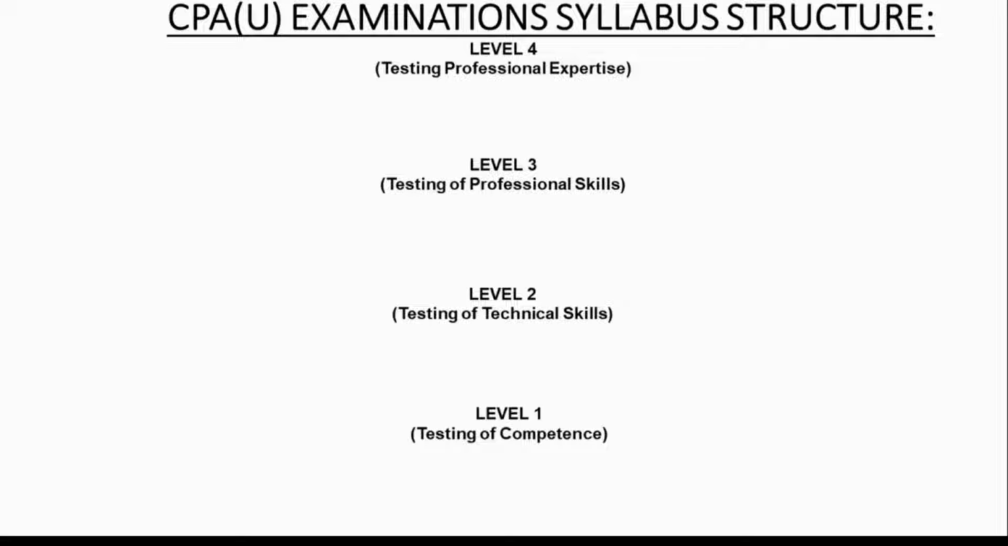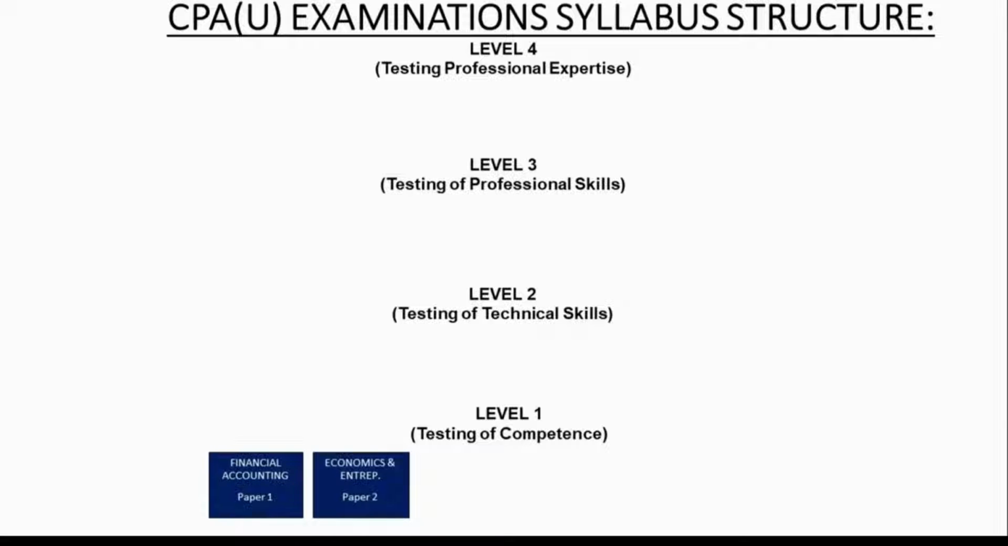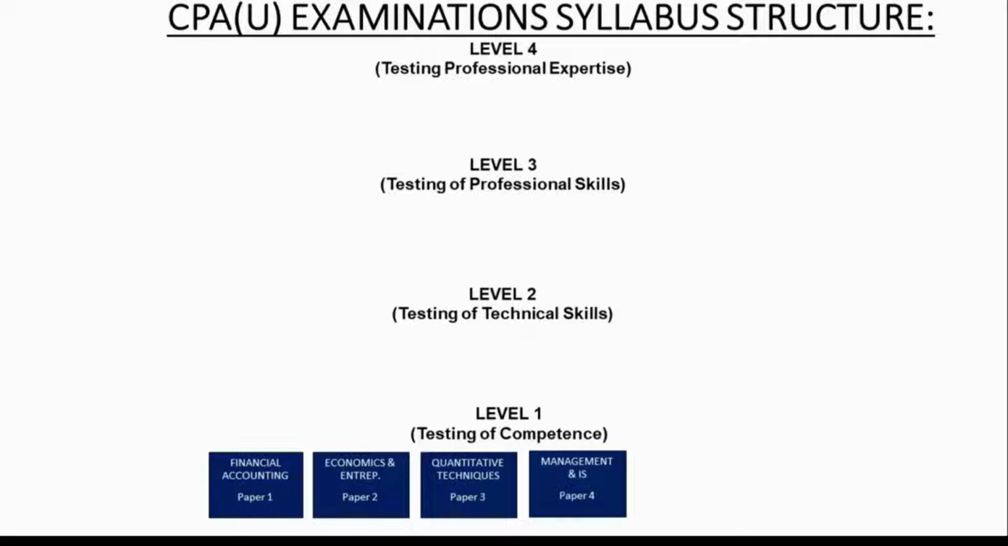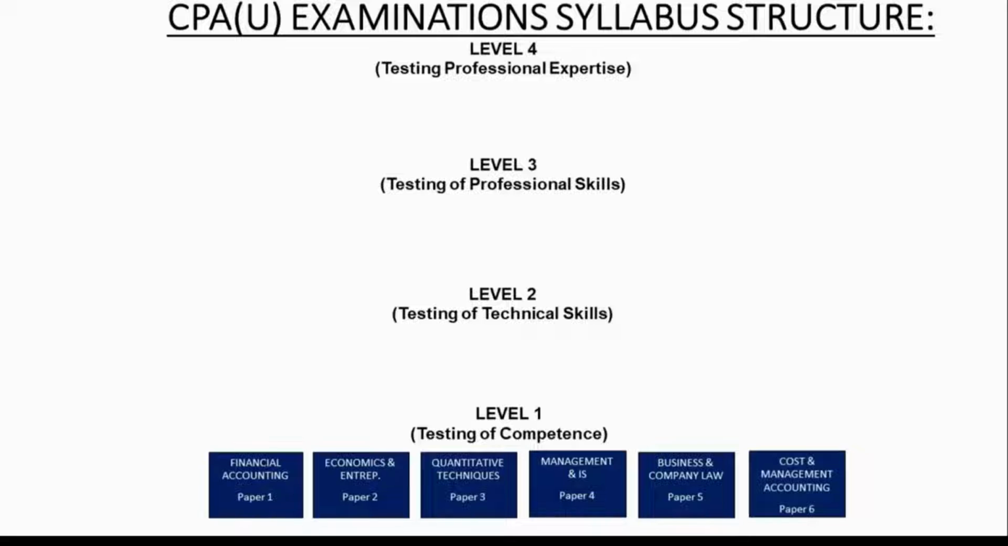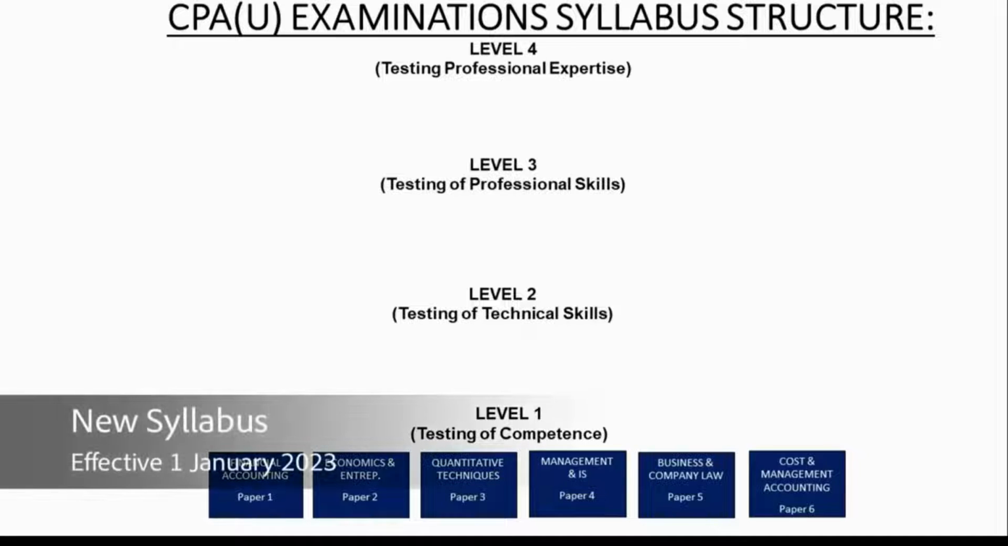Level one is made up of six papers, including paper one, which is financial accounting. Paper two, which is economics and entrepreneurship. Paper three, which is quantitative techniques. Paper four, which is management and information system. Paper five, which is business and company law. And then paper six, which is cost and management accounting. I should mention that this is the new syllabus, which is effective 1st of January 2023.